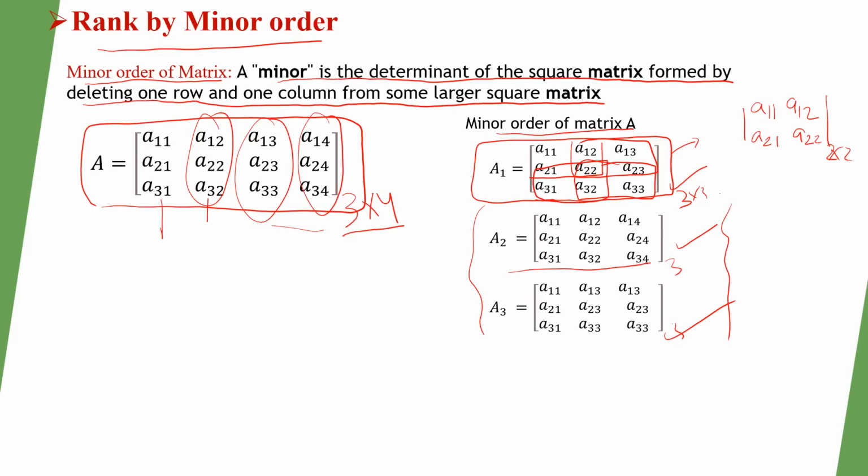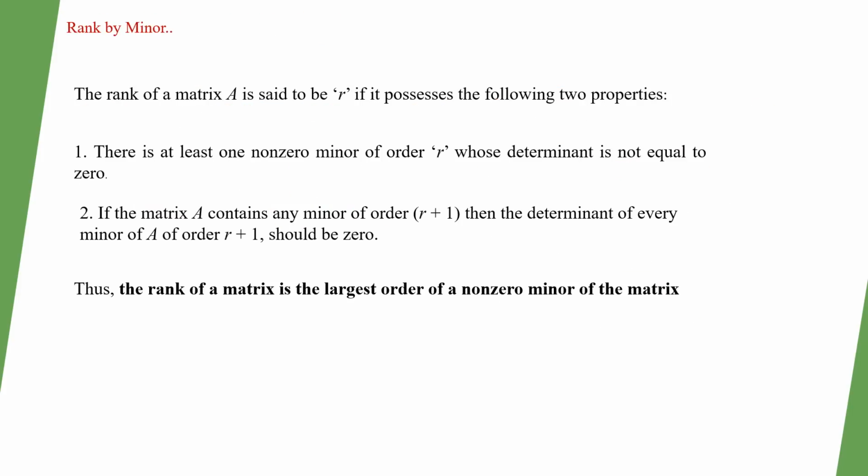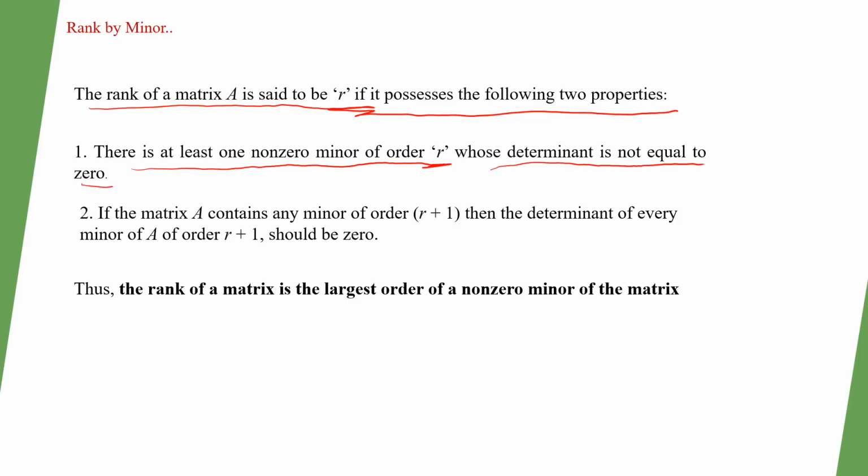Here we have to note that the rank of a matrix A is said to be R if it possesses the following two properties. The first one, there is at least one non-zero minor of order R whose determinant is not equal to 0, and if the matrix A contains any minor of order R plus 1, then the determinant of every minor of A of order R plus 1 should be 0. Thus we can say the rank of a matrix is the largest order of a non-zero minor of the matrix.